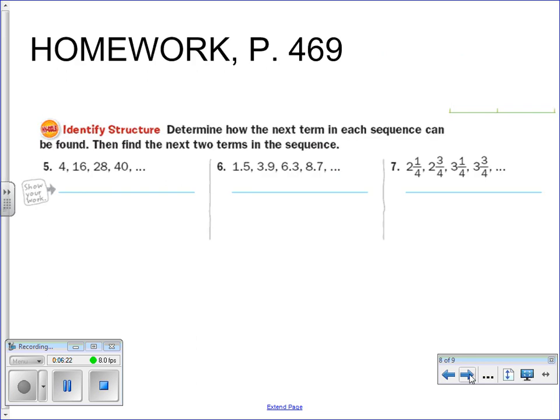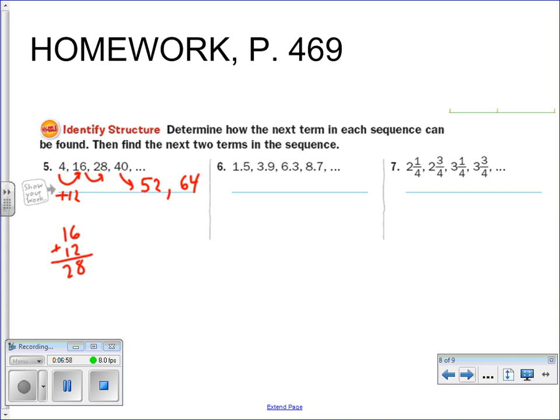Sequences, right? Are they adding? Are they multiplying? Are they both? See, I think 4 times 4 is 16, but 16 times 4 isn't 28. So all I have to do is figure out, all right, it's not multiplying, maybe it's adding. 4 plus 12 is 16. Is 16 plus 12 28? Yeah, it is. So all I have to do to get the next number is add 12. 40 plus 12, 52. 52 plus 12, 64. All right, the term there was plus 12.